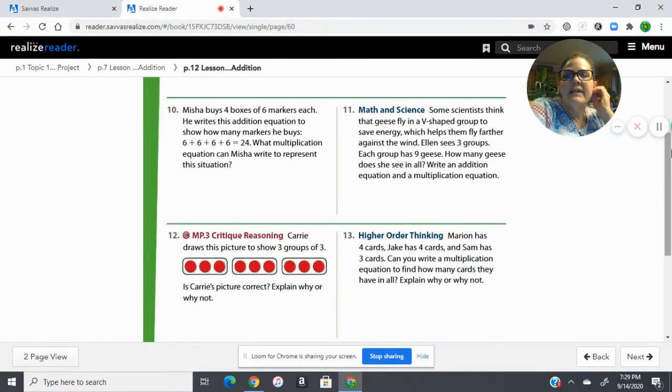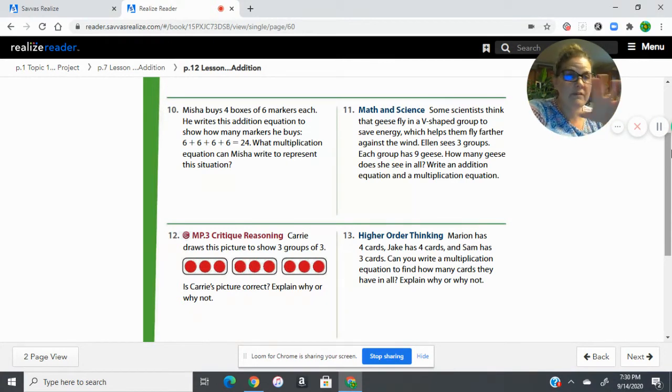All right, so number 10, Misha buys 4 boxes of 6 markers each. Sorry, I was talking to Mr. Martinez for a second. Misha buys 4 boxes of 6 markers each. He writes this addition equation to show how many markers he buys. So he has 6 plus 6 plus 6 plus 6. That's 4 different boxes of 6 equals 24. What multiplication equation can Misha write to represent this situation?